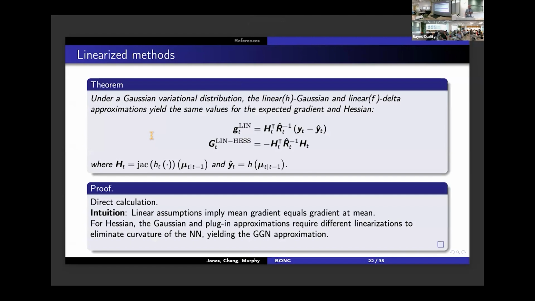This is not in terms of the update, but these are the ingredients that go into the update. Your expected gradient can be written this way. Your expected Hessian can be written this way, where capital H is the Jacobian of the network, and R is, again, the conditional variance of the output. This is just another theorem that we proved, that you can arrive at the same approximation. And this approximation shows up in different places. For the Hessian, it's just the GGN approximation. And you can arrive at it in a couple of different ways.